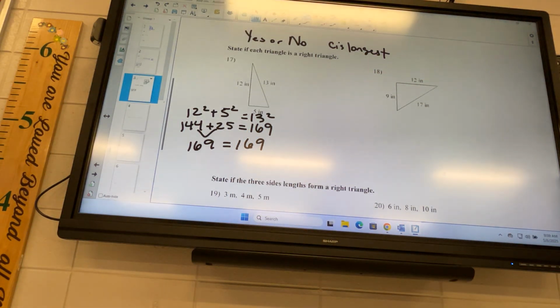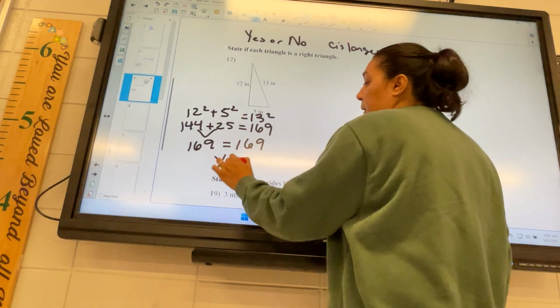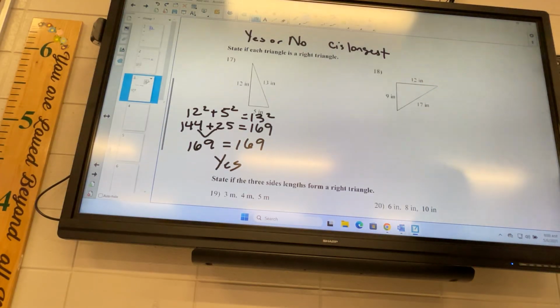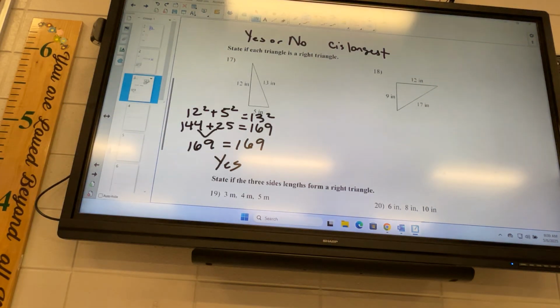Is this a true statement or not? Yes, it is. If it said 0 equals 169, is that a true statement? No. Okay, so if they're both the same, my answer is yes. The next one I'm going to show you how to do on the calculator the short way, but that way you have the steps just in case you're doing your test and things.